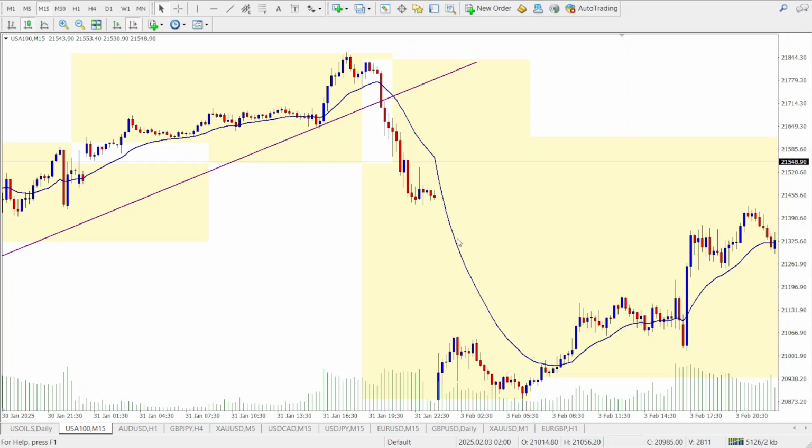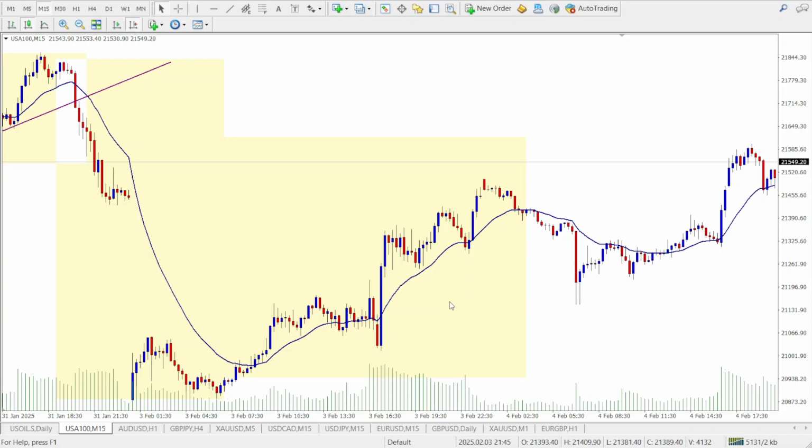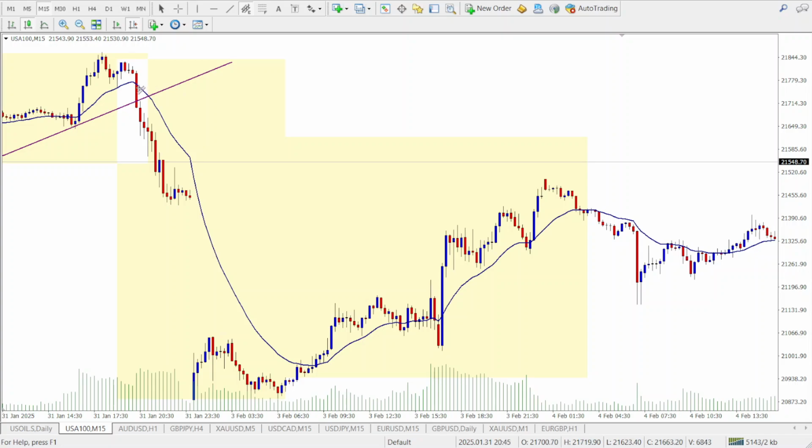The same applies for the opposite direction. If you have a bearish trend, and then the price breaks above the moving average and stays above it, then you have a bullish reversal.